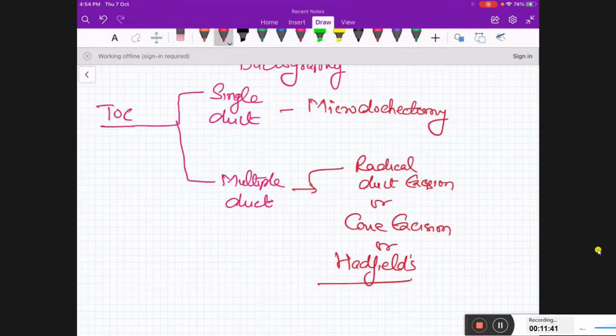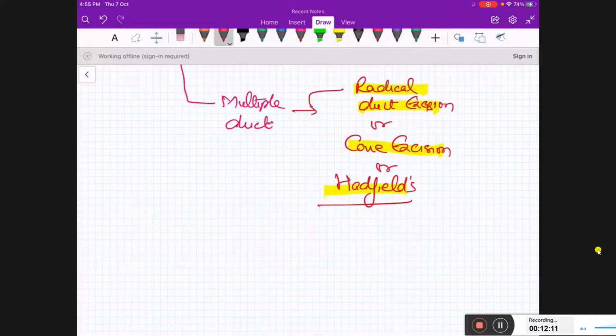And if by any chance, imagine you are not told the number of ducts involved and you are asked what is the treatment of choice of ductectasia, what will that be? Why? Because usually it is involving multiple ducts. So your answer should be radical duct excision or cone excision or Hadfield's operation. Good.